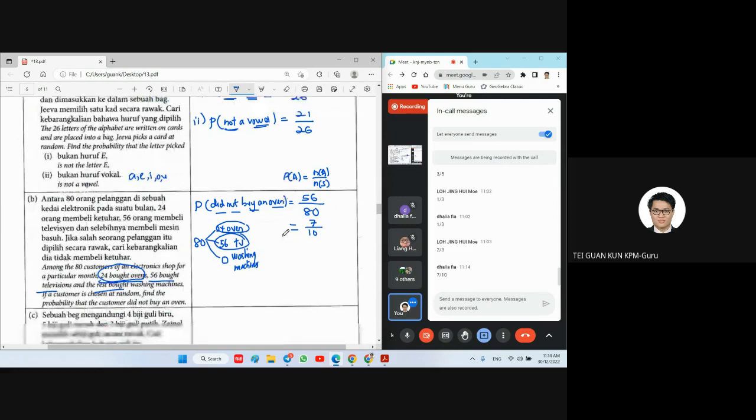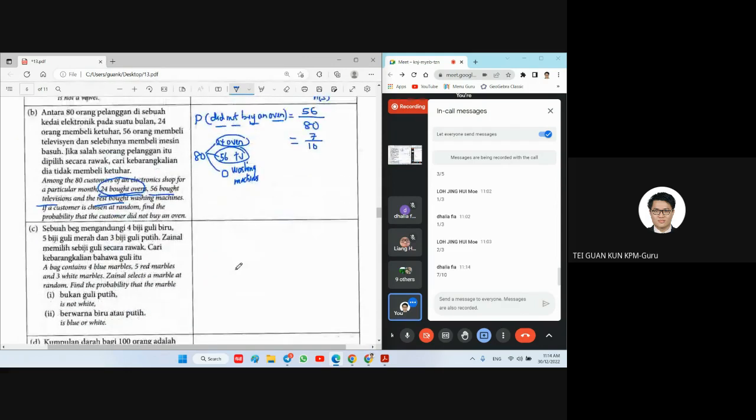Okay. Next. A bag contained 4 blue marbles, 5 red marbles, 3 white marbles. Zaina select a marble at random. Find the probability that the marble is not white. Probability not white.